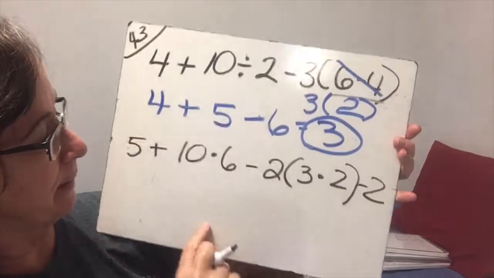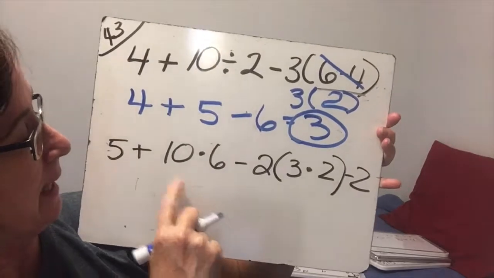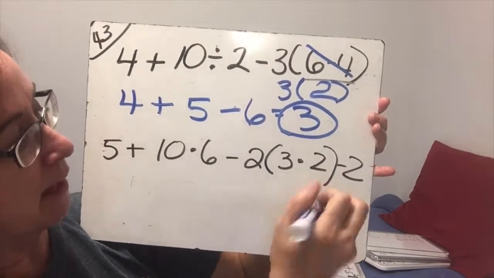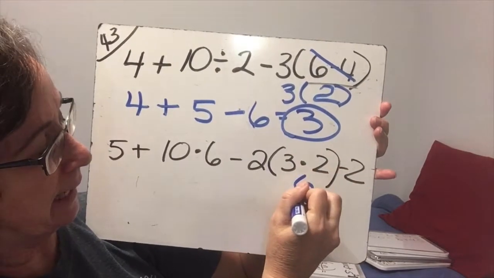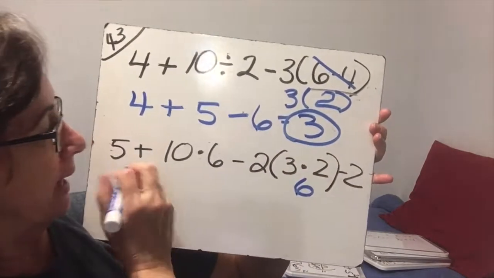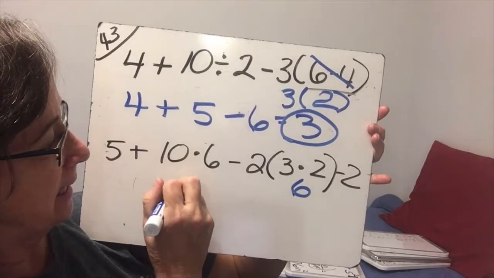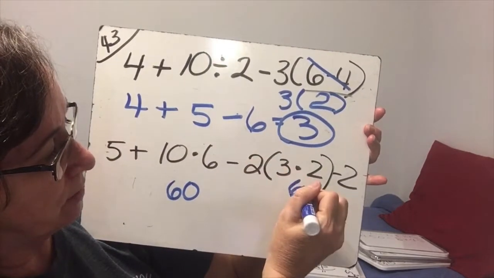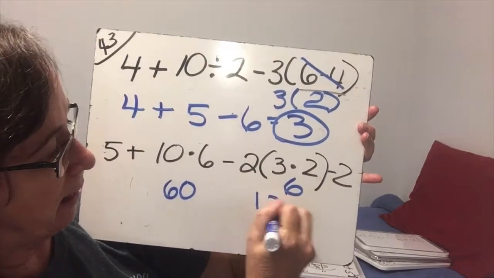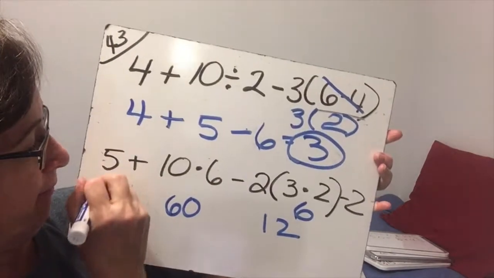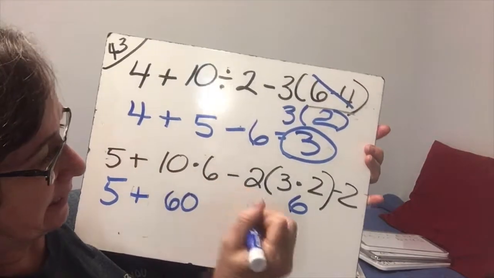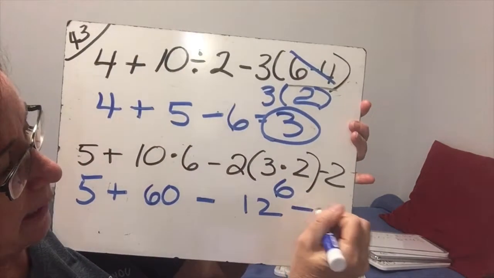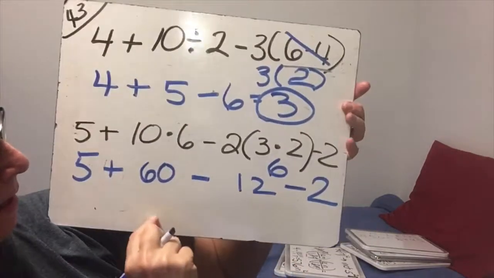So let's do this one. This is B, and we are going to jump all the way over here to our parenthesis. 3 times 2 is 6. So now we've got a 10 times 6 is 60 right here. And over here we have a 2 times 6 is 12. Let's put everything on here. 5 plus 60 minus 12 minus 2. Well, that's a long one, isn't it?